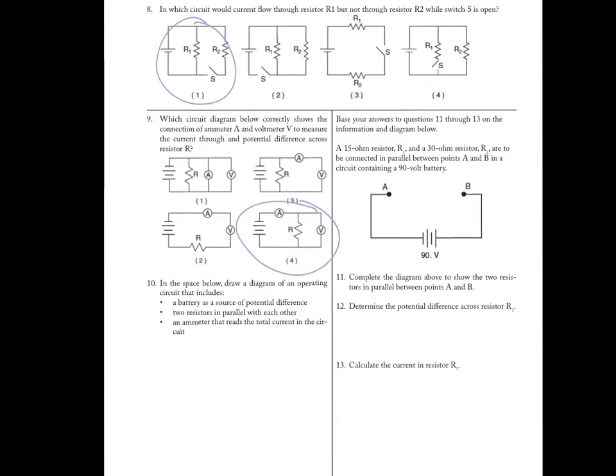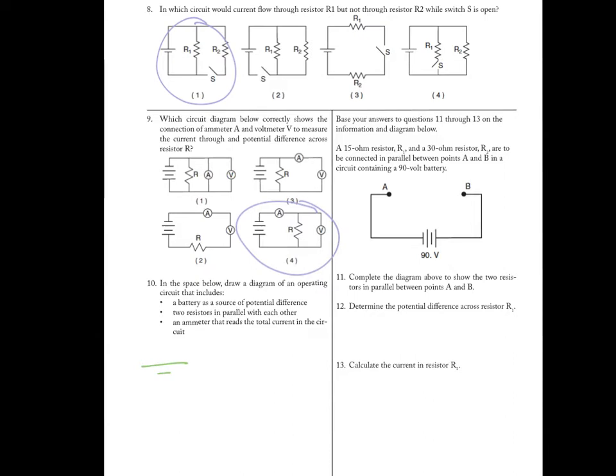Why? Voltmeters have to be connected in parallel to what it's measuring, this one, and the ammeters have to be connected in series to it. So voltmeter in parallel to it and ammeter in series. Choice 4.